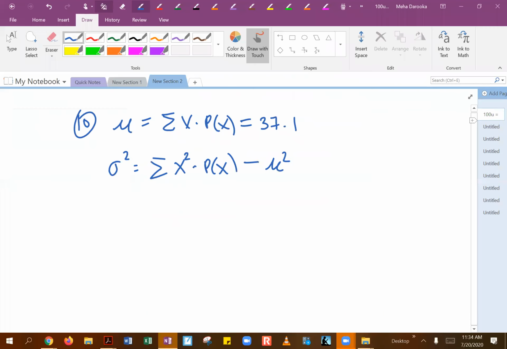So first, we'll do the multiplication part first and add them together. So this part, just for the x squared times P(x), what are we coming up with? So just taking x squared times P(x), because we know our mu is 37.1. So what does that x squared times P(x) come out to be?